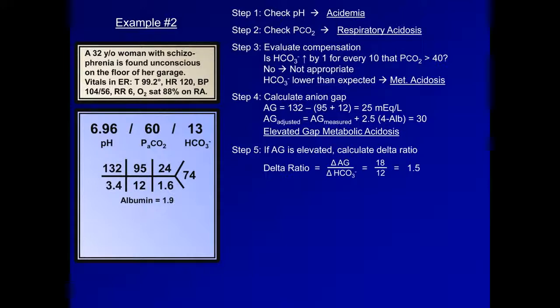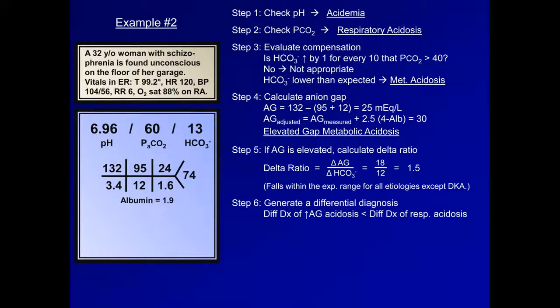As with the last example, while we don't yet know the etiology of the elevated gap acidosis, a delta ratio of 1.5 is in the expected range for everything but DKA, which this is obviously not. So therefore, there is not an additional metabolic process present. Now, step 6, generate a differential diagnosis. Since the differential diagnosis of an elevated anion gap acidosis is smaller and somewhat more contained, so to speak, than that of a respiratory acidosis, let's start there.